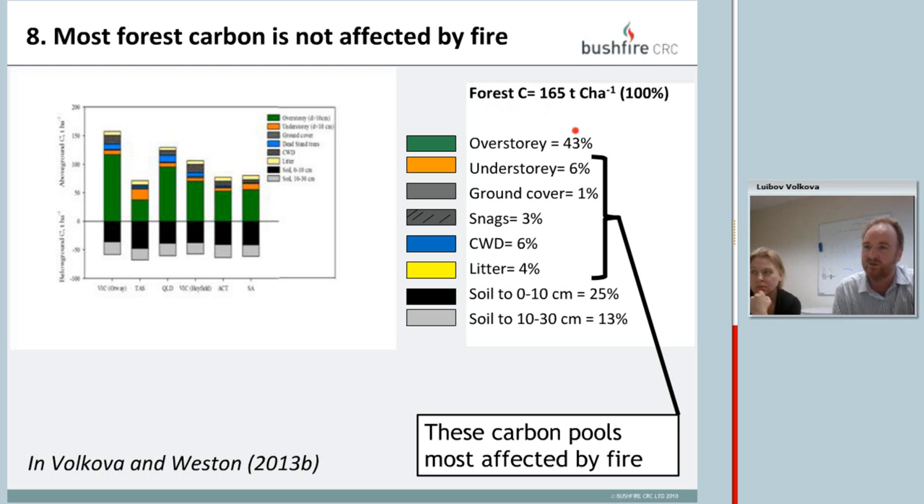And the carbon pools that are most affected by fire are litter, coarse woody debris, and standing dead matter or snags, as well as the near surface understory and ground cover. And these are roughly the starting percentages of these carbon pools. And you can see that there's quite a bit of carbon bound up and also generally inaccessible to the impact of fire in the soil.